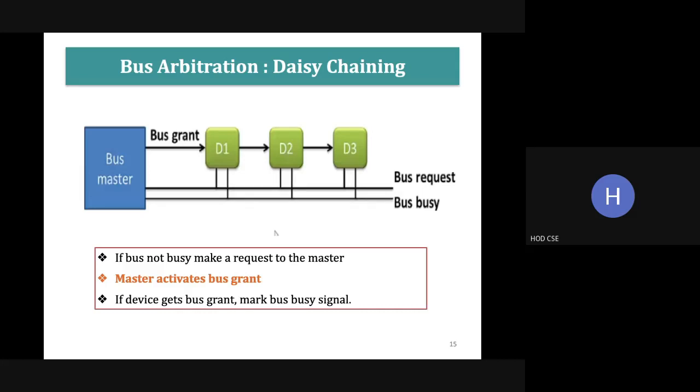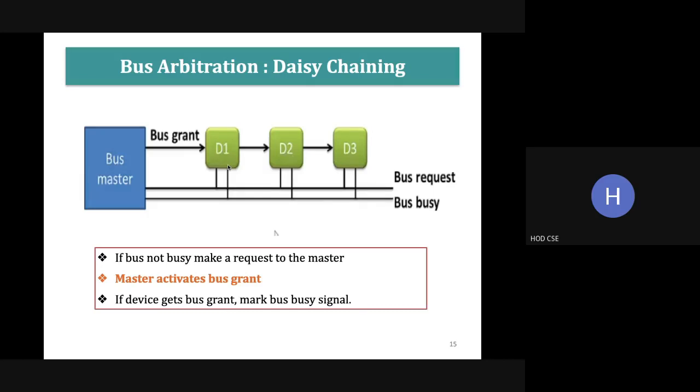So the disadvantages: suppose there is a fault, or any failure in D2, the communication cannot be transmitted to the next device. So all the devices connected after it cannot be communicated with. So that is the main disadvantage of this daisy chaining. Okay. So if any device becomes faulty, the other devices connected beyond it cannot be communicated with. So that is a poor fault tolerance.